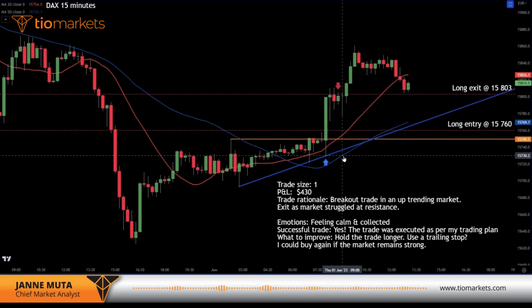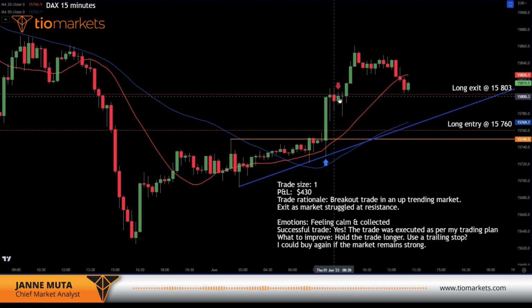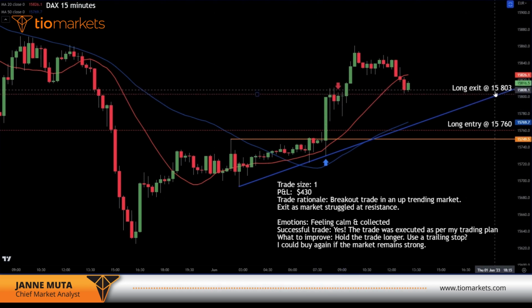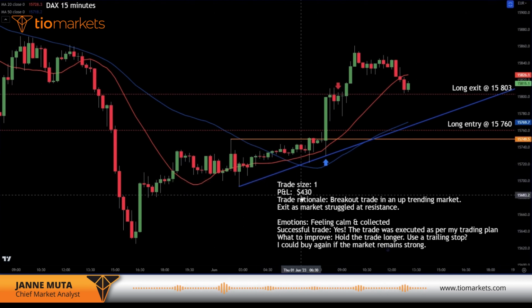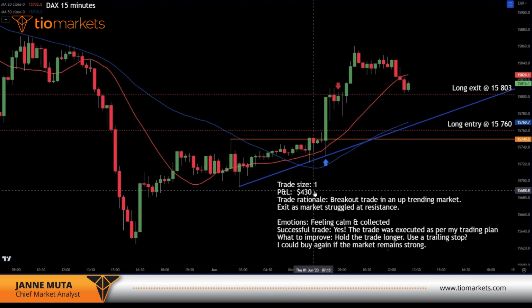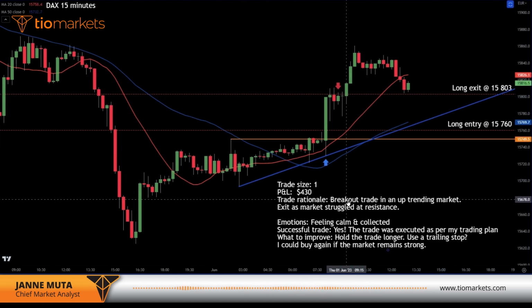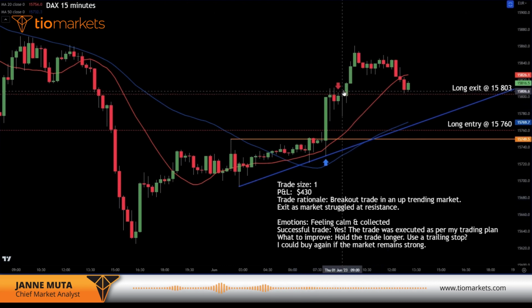So in this imaginary example, the long trade could take place at, for instance, 15,760. And when the market starts to lose momentum, struggles to get beyond this level there, then exit could be at 15,803. So we write down the trade size, the P&L, and if you don't know, the DAX point value is $10. So a 43-point move equates to $430. So the trade rationale: you did a breakout trade in an uptrending market, and the exit came as the market struggled at a resistance.